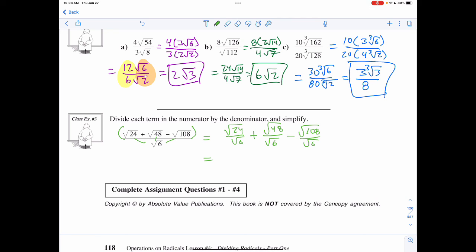That's going to give me root 4 plus root 8 minus root 18, or 2 plus 2 root 2 minus 3 root 2's. And when I combine my like radicals, 2 minus the square root of 2.